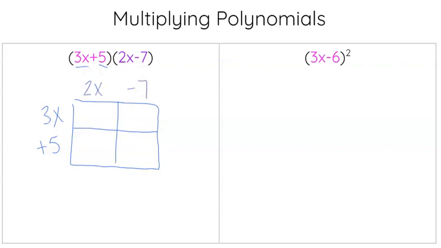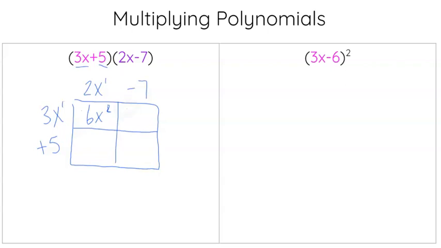And then we're going to multiply the top and the side for each box. So for this box, the top left, right here, we have 2x and 3x. So that's what we're multiplying, 2x times 3x. Well, 2 times 3 is 6, x times x. They're both x to the first power, so 1 plus 1 is 2.